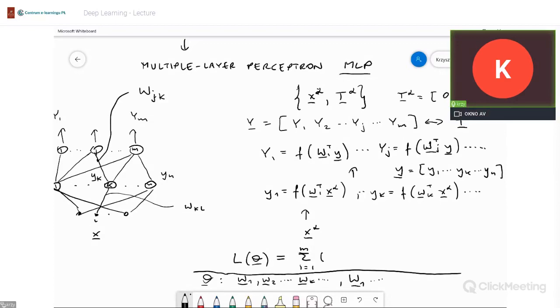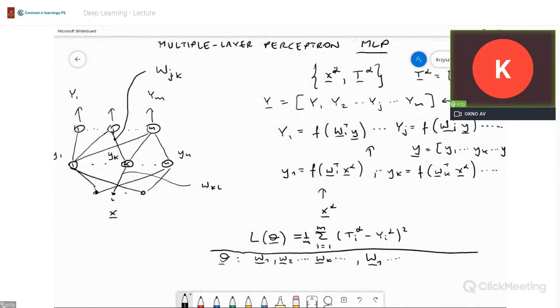So I can say that this will be t_i for this sample alpha minus y_i for this sample alpha, squared. And if it is supposed to be a mean squared error, I can divide it over n. So this is my first approach, the first initial phase of analyzing a problem.